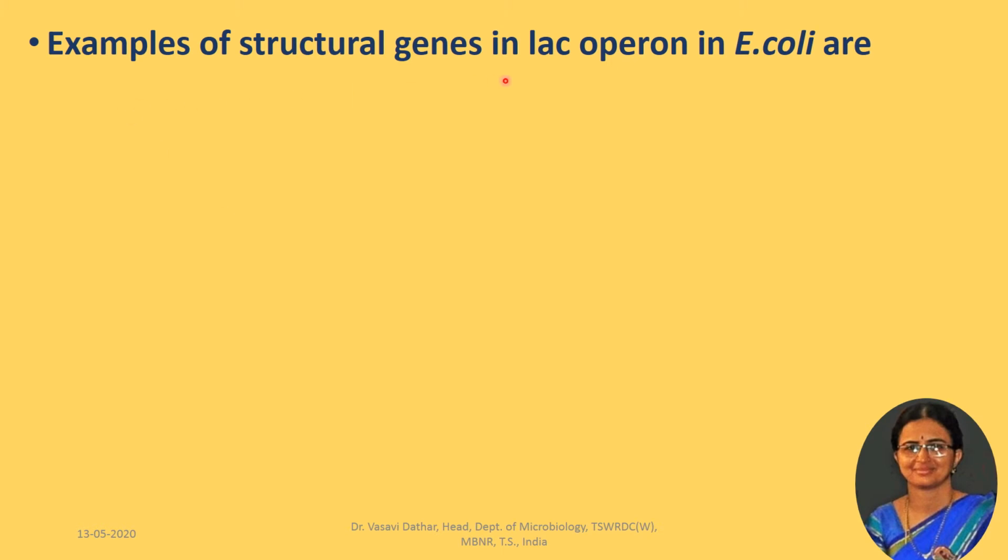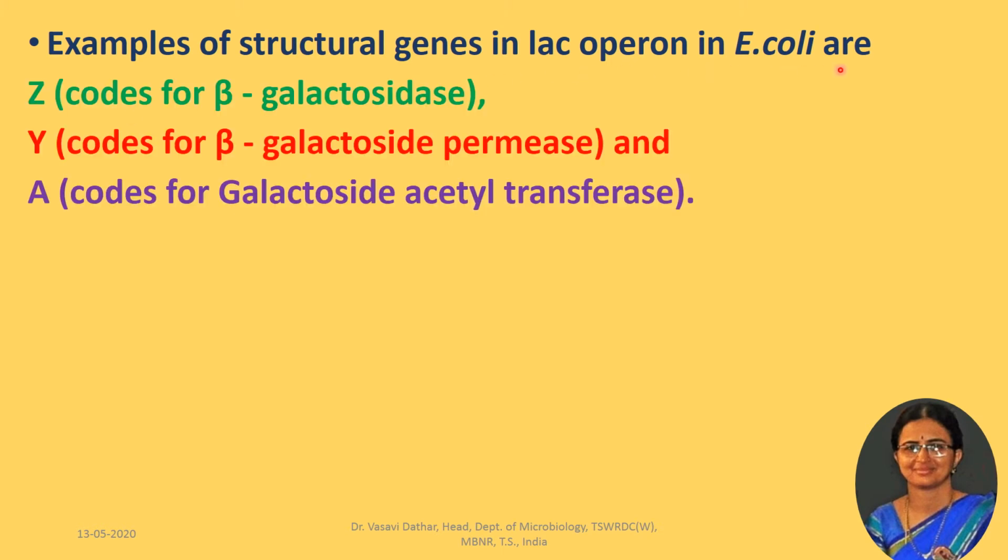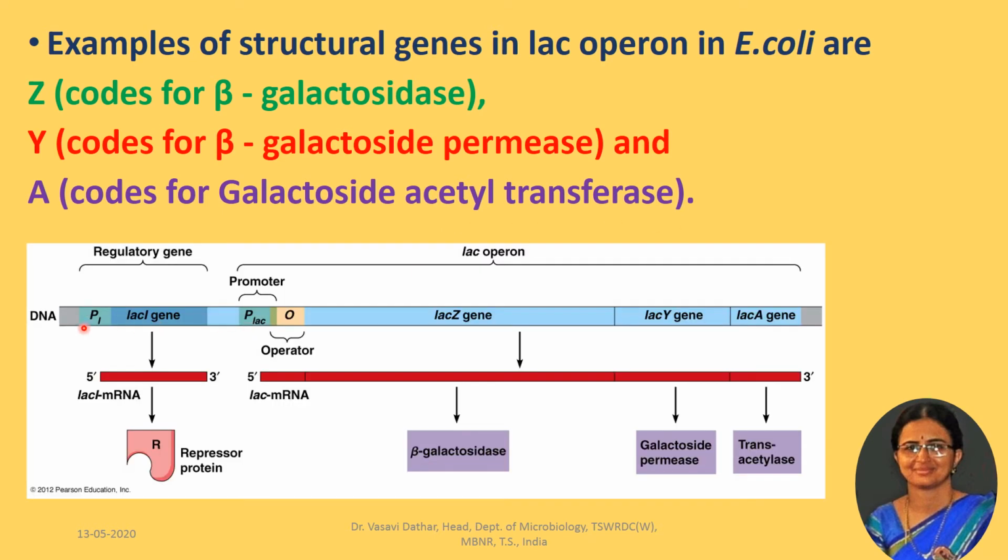Examples of structural genes in the lac operon in E. coli are lacZ, lacY, and lacA. LacZ codes for beta-galactosidase, Y codes for beta-galactoside permease, and A codes for galactoside acetyltransferase. In this picture we can see the complete lac operon, where this is the regulatory gene, promoter, and operator. These are the structural genes lacZ, lacY and lacA.